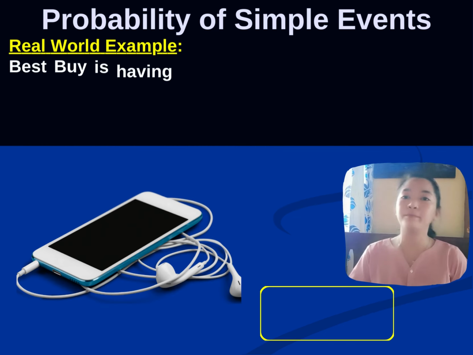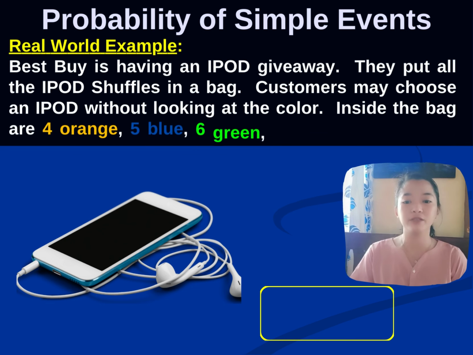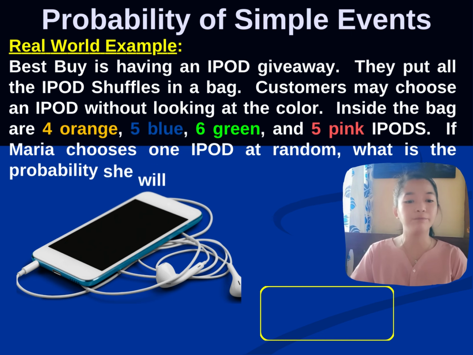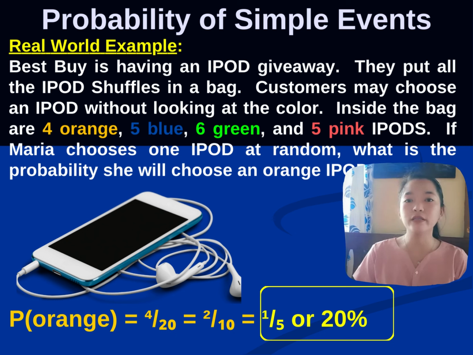Now let's apply the probability of simple events in the real world. So we have here an example. Best Buy is having an iPad giveaway. They put all the iPad shuffles in a bag. Customers may choose an iPad without looking at the color. Inside the bag are 4 orange, 5 blue, 6 green, and 5 pink iPads. If Maria chooses one iPad at random, what is the probability that she will choose an orange iPad? So that is the problem.